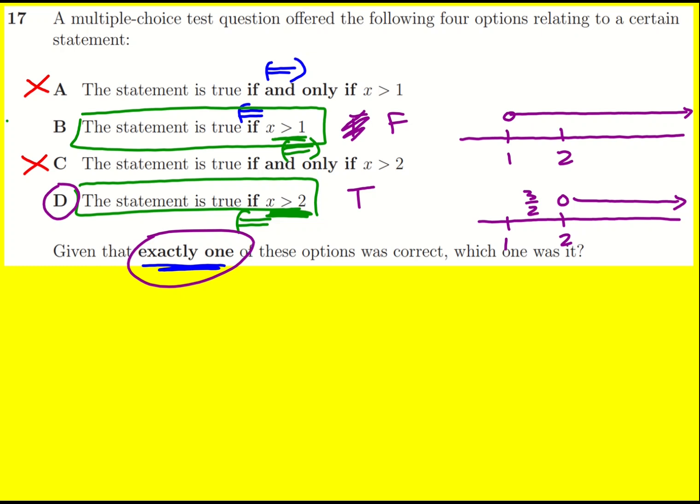So D follows from B, but B does not follow from D, and that is what makes D the only possible correct answer, since only one of them can be correct. Cool. It's a bit tricky, I think, but hopefully that makes sense.